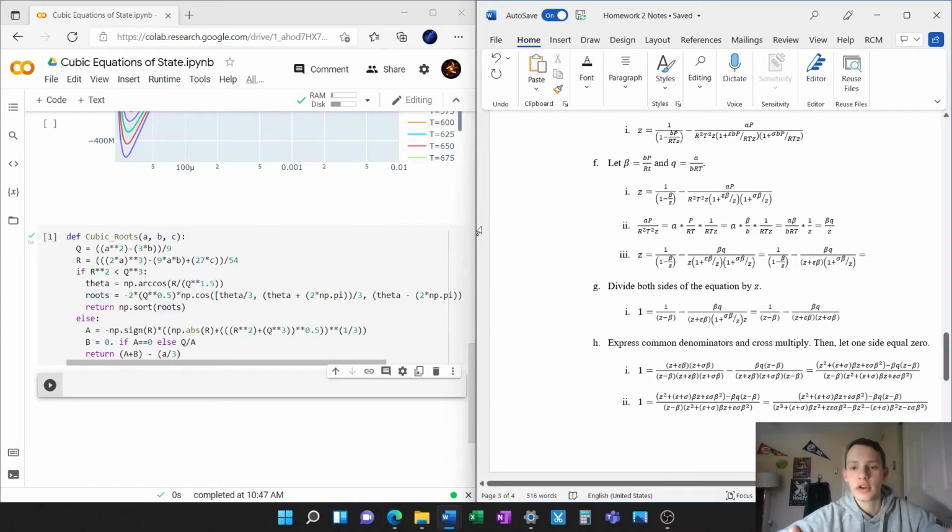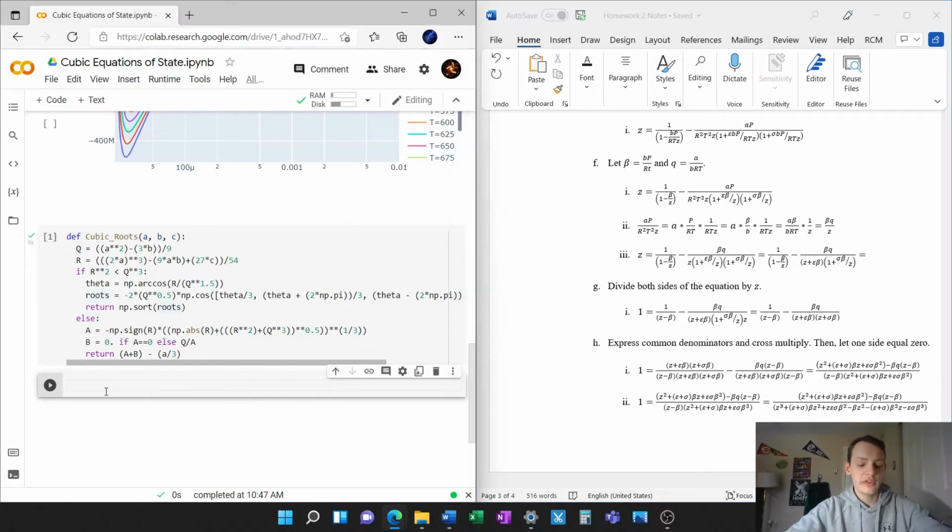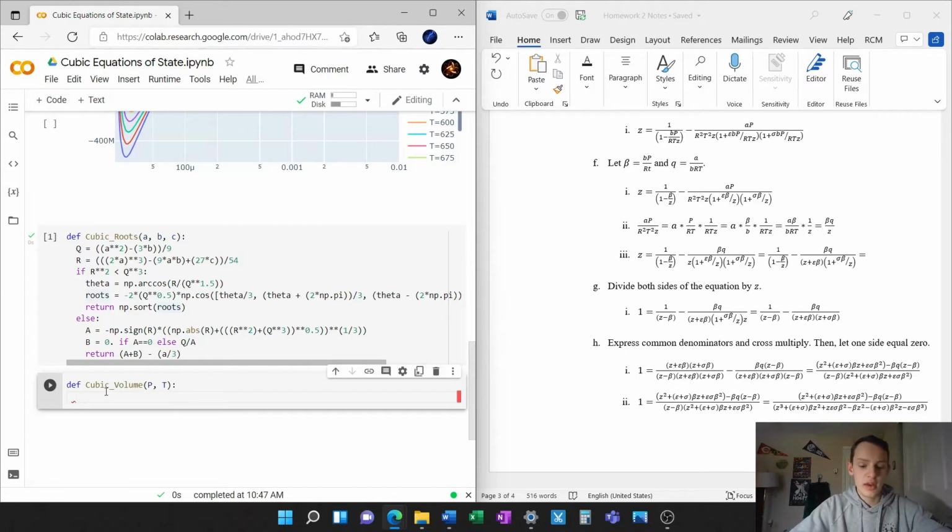Now we're ready to use our cubic roots function to actually find specific volume values. So let's define a new function to find specific volume values. We'll call it cubic volume. And the specific volume is going to depend on pressure and temperature, so that is what our function will take in. And then what do we need first?